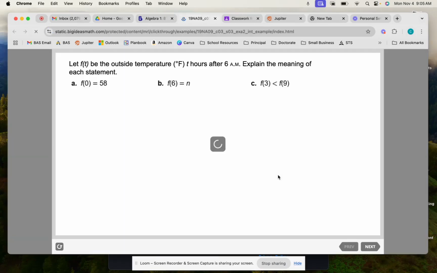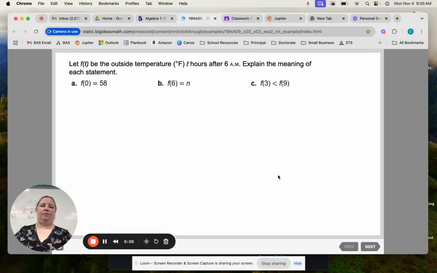All right. Example 2. Put this in your journals. Let the function of t be the outside temperature in Fahrenheit, t hours after 6 a.m. Explain the meaning of each statement. So if we have the function of 0, first of all, what is t standing for? Outside temperature. Hours after 6 a.m. T equals time. So it's the hours after 6 a.m.